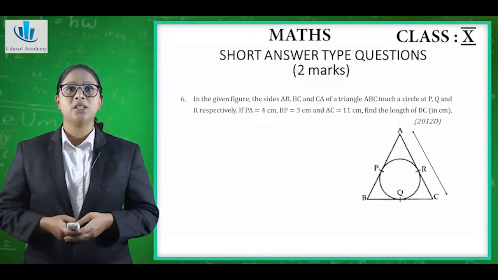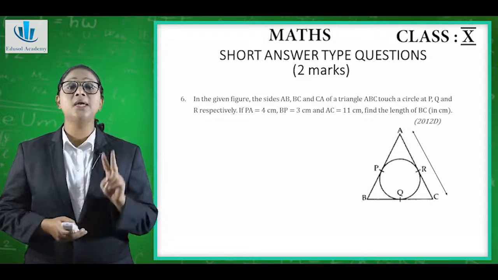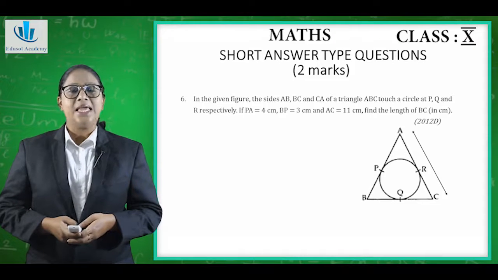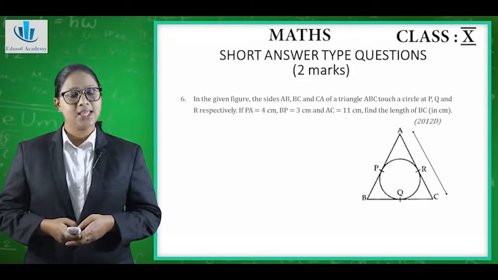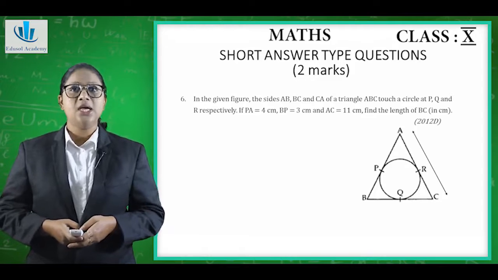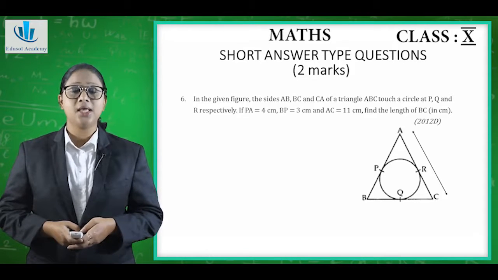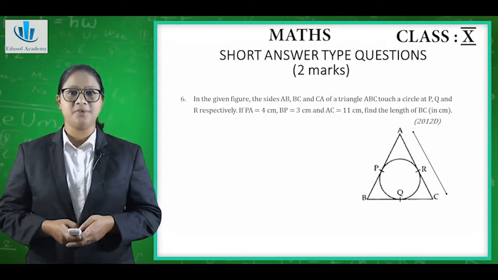We shall begin with short answer type questions carrying 2 marks each. In the given figure, sides AB, BC and CA of a triangle ABC touch a circle at P, Q and R respectively.